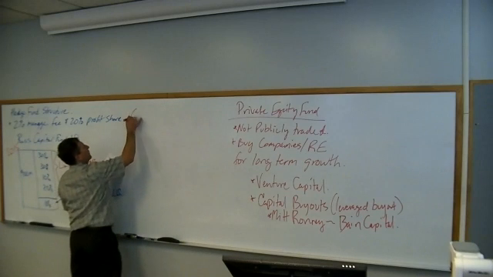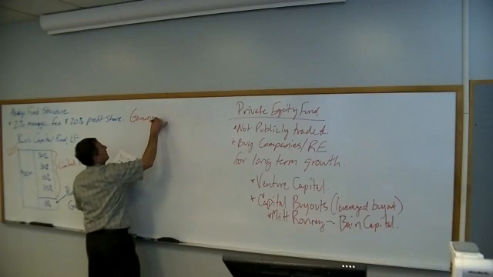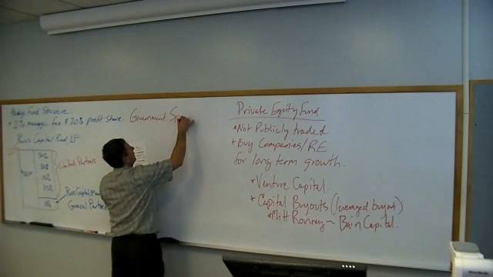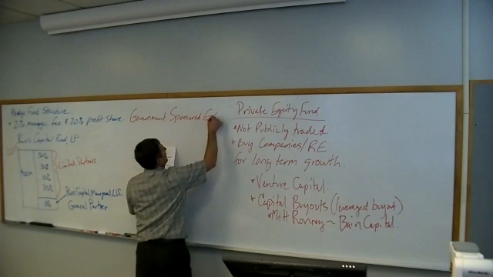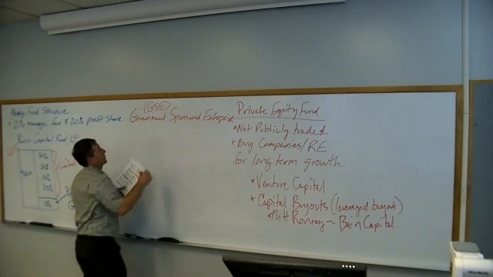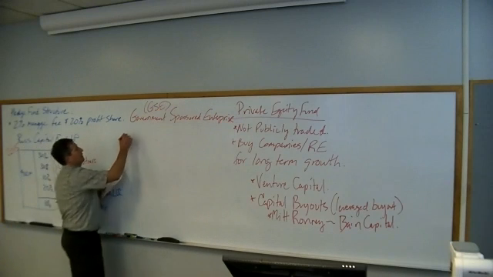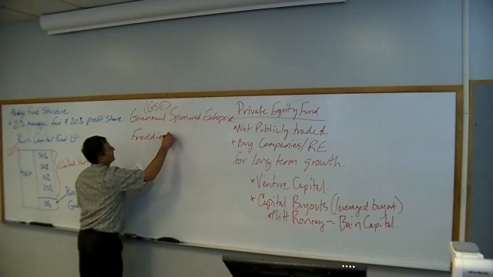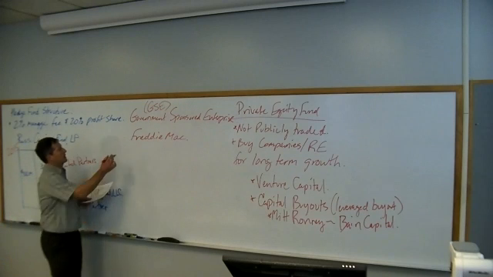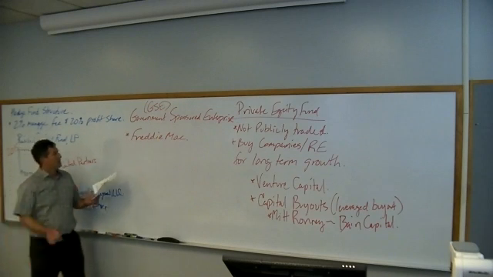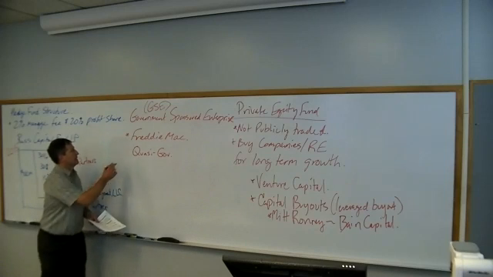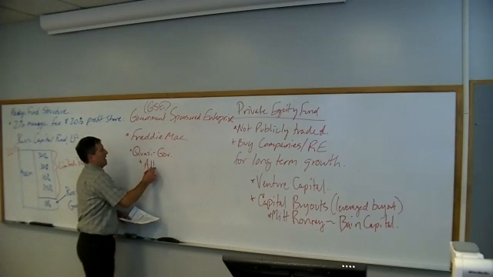But government, and this is what we're talking about with Allison. Government-sponsored enterprise. The GSE, government-sponsored enterprise, Freddie Mac, Ginnie Mac, Federal Home Loan Mortgage. So these are known as quasi-government entities.